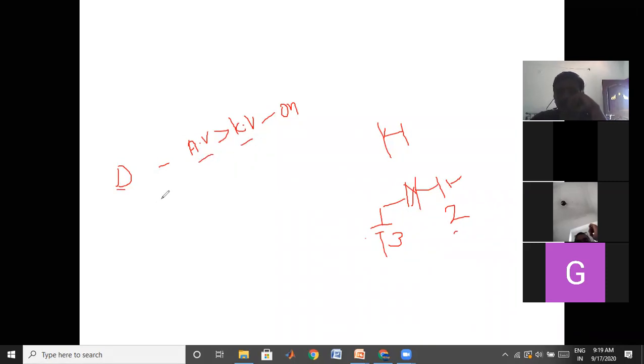This is regarding the diode. And coming to the transistor, we have to apply the base voltage, or you have to allow the base current. When you allow the base current, then the transistor will be on.